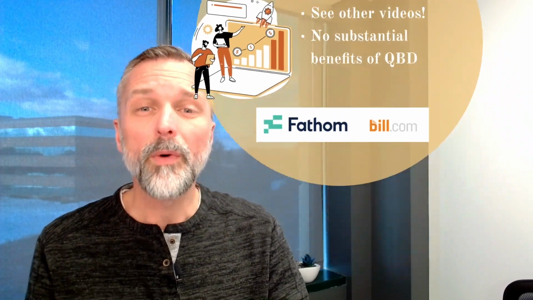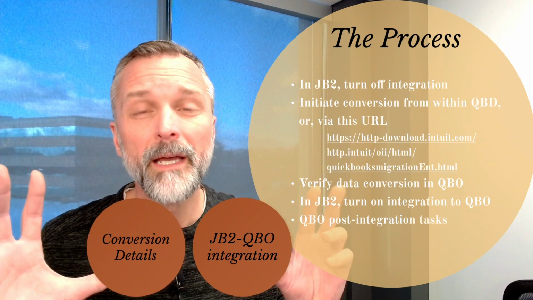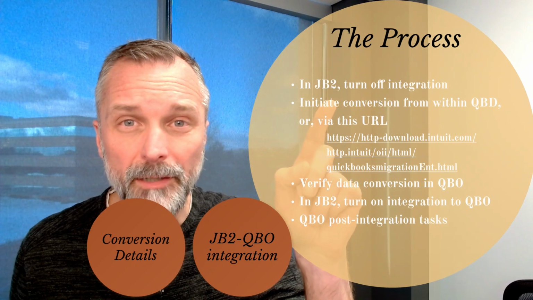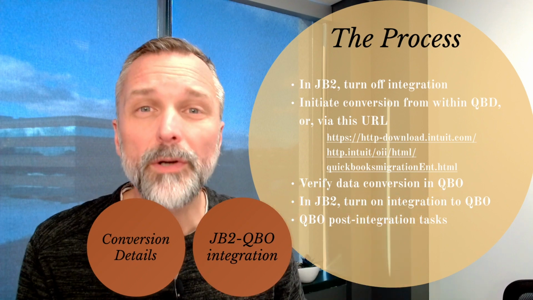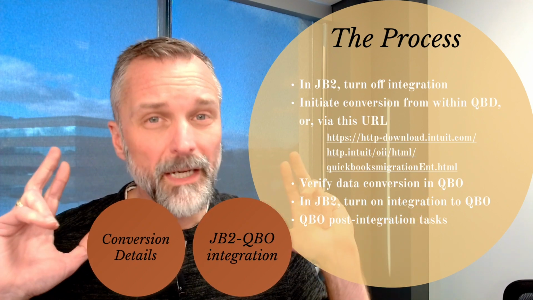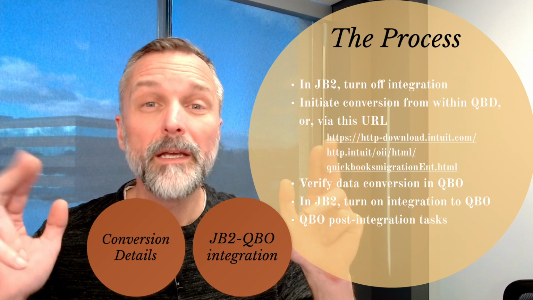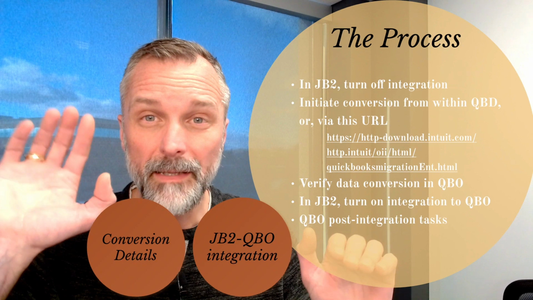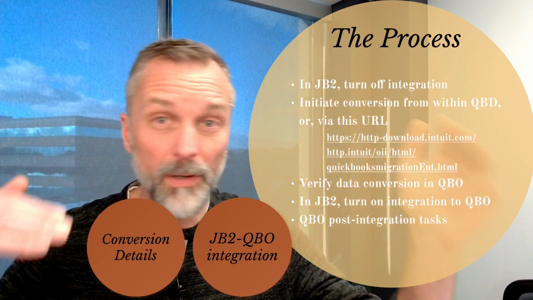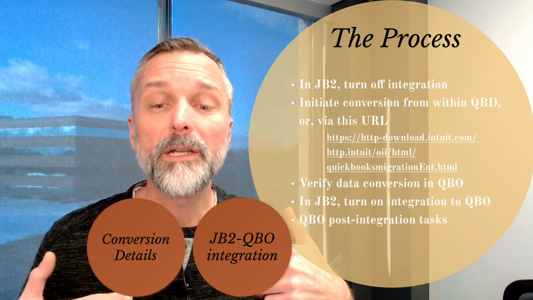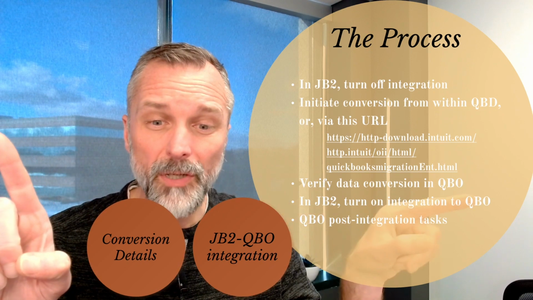So with that, what does the process look like? Here's an overview, and I'm going to share a few more details in a moment. Basically, you turn off the integration from JobBOSS2 into QB Desktop, and then you convert your QuickBooks data into QBO. Intuit has made that process very easy and very powerful. And then you're going to review the data that converted from desktop to online. When you're comfortable and have verified that things are looking good, then you are going to turn on the integration back from JobBOSS2, this time to QBO.